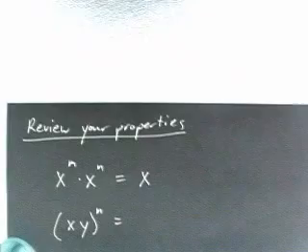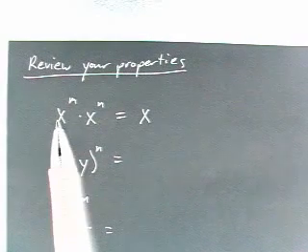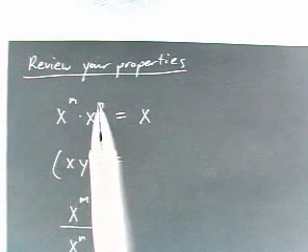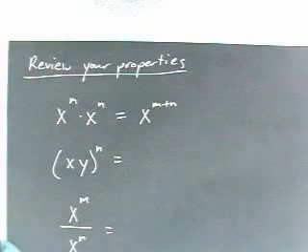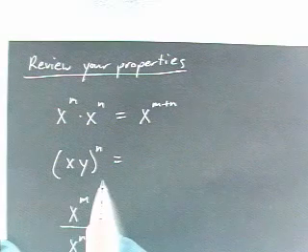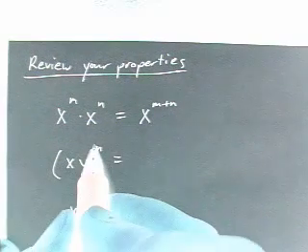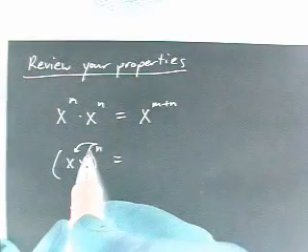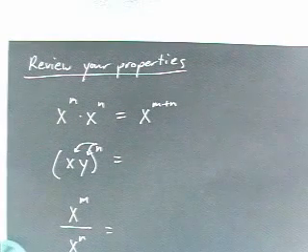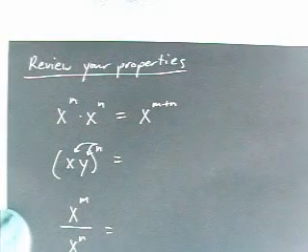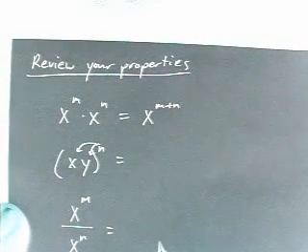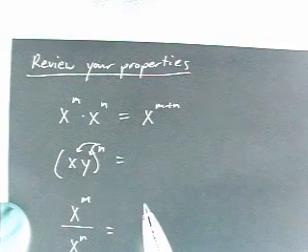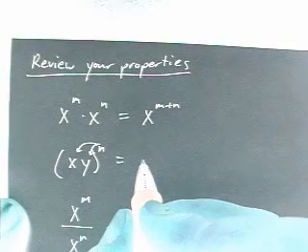Let me just review some properties with you. What happens when you take x to the m times x to the n? What do you do with the exponents? We add them together. When you're taking the power of a power, what do you do with the exponent on the outside? You multiply it times all the exponents on the inside. Please do not get this confused with foiling. This is not the same property. Sometimes you guys like to use this property on foiling, which is clearly not the same.